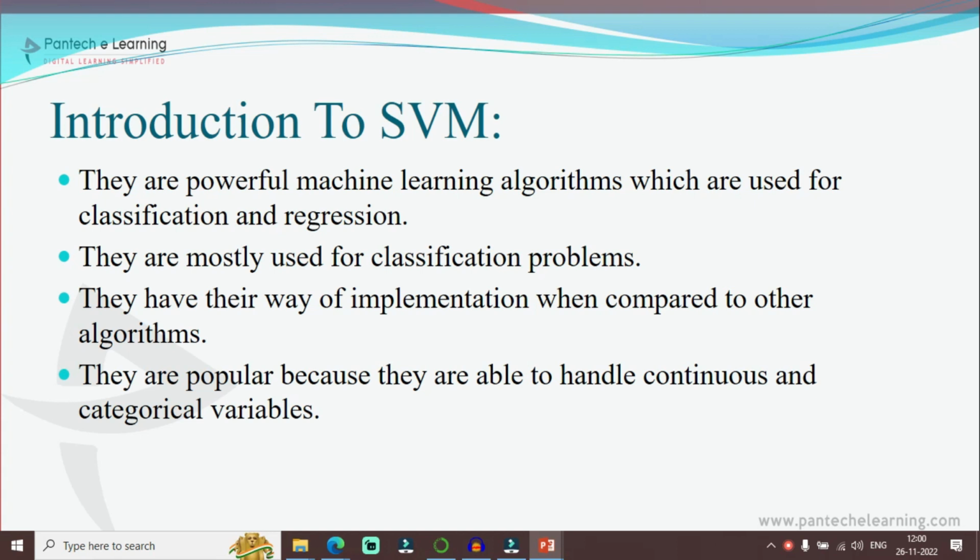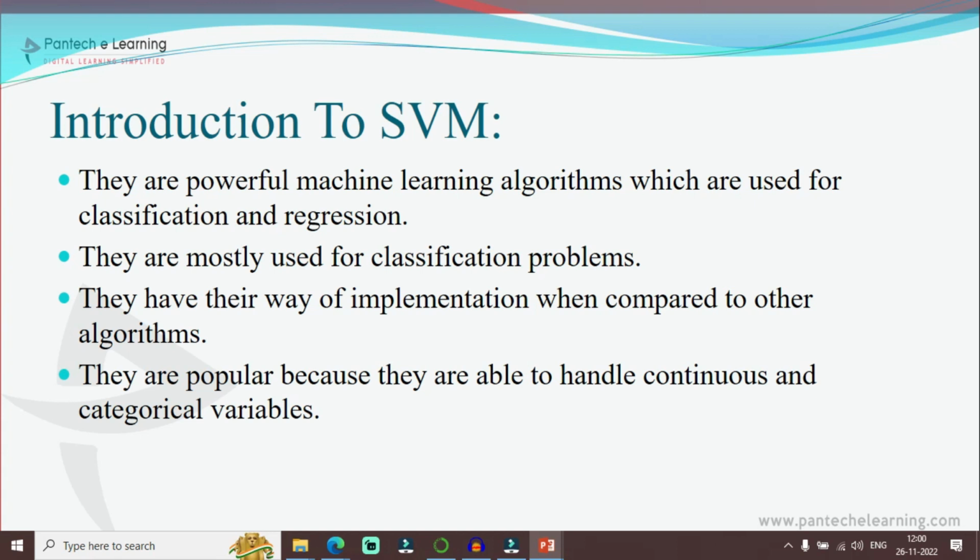So what do you mean by support vector machine algorithm? They are powerful machine learning algorithms which are used for classification and regression. So whenever I want to do any kind of classification and regression task, I can go for this SVM, support vector machine algorithm. Clear with this? They are powerful machine learning algorithms used for classification and regression tasks.